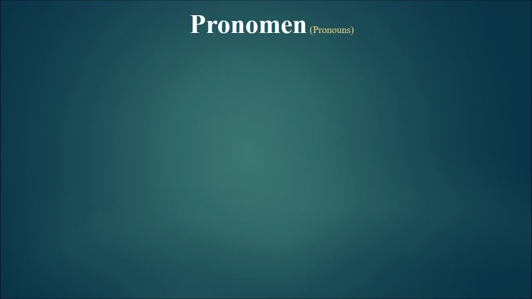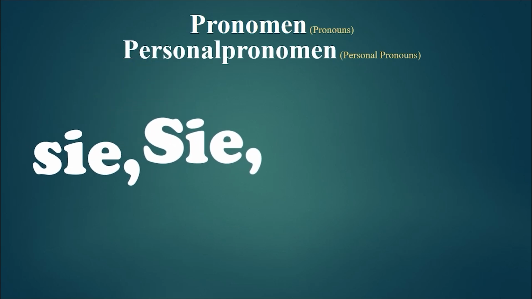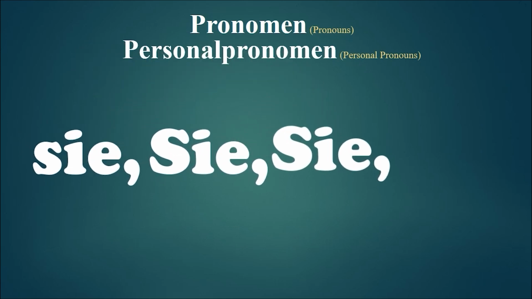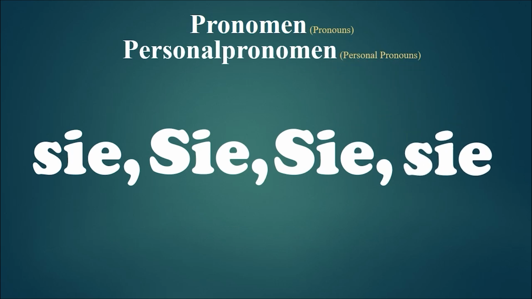Still on pronouns, pronomen, and particularly dealing with personal pronouns, personal pronomen. We are looking at why do we have sie, und sie. Why do we have four types of these as basically the main personal pronouns in German? Why do we have this? We are going to find out.